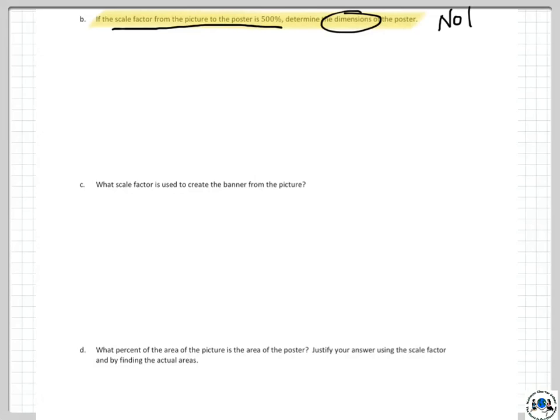All right, so B asks us, if the scale factor from the picture to poster is 500%, determine the dimensions of the poster. So not area yet. We're not looking at area yet, just to make sure that we understand that. Again, you look at a picture, a poster, a banner, and for me, I just see area. But what we want to do is figure out a scale factor, a one-dimensional scale factor.